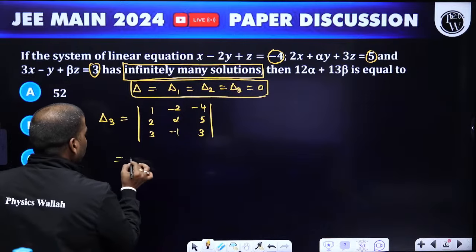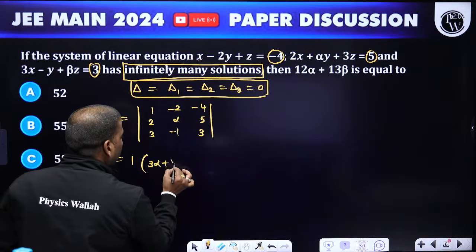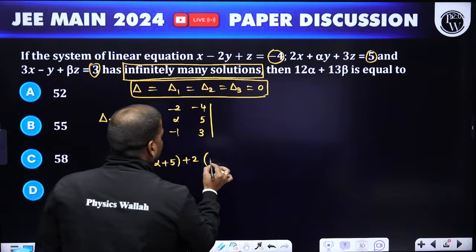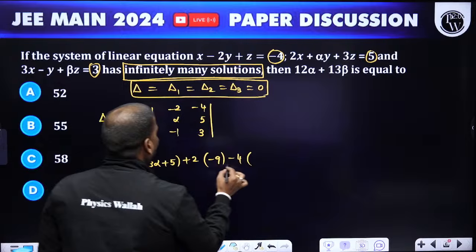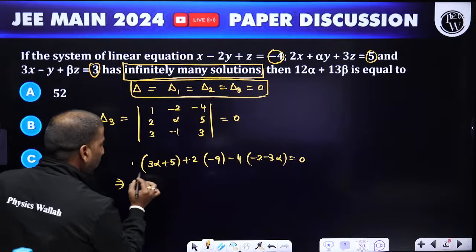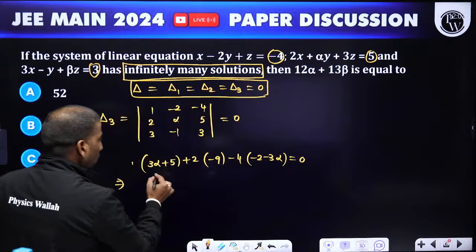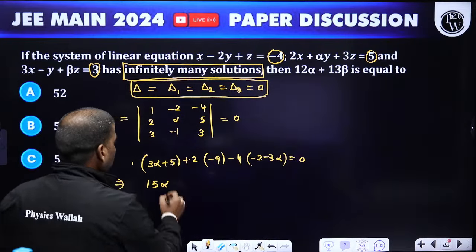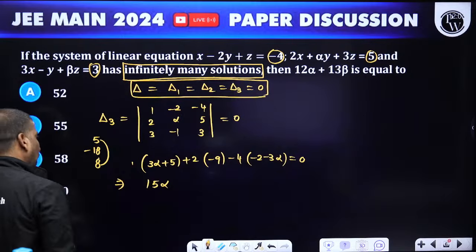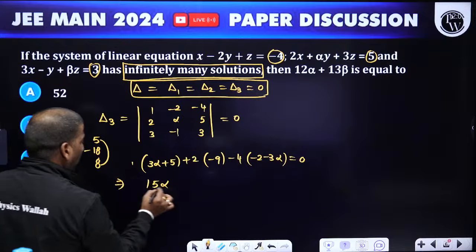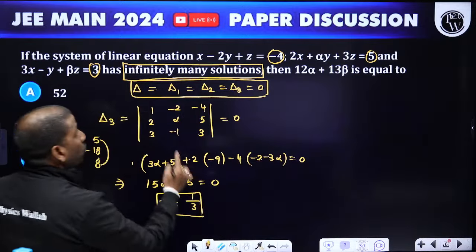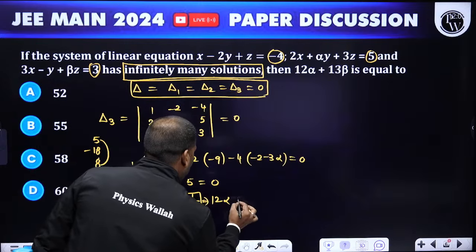So let us use it. In this case, 1 times 3 alpha plus 5, plus 2 times 6 minus 15, 9 minus 4 times minus 2 minus 3 alpha, right? So which is equal to 0. Then what do you get? 3 alpha. So here 4 3s are 12. So 12, 15 alpha. So this is 15 alpha. Next, coming to the constants, 5 minus 18 and plus 8. So 8 plus 5. What is 8 plus 5? 13. So 13 minus 5, which is equal to 0. So alpha is equal to 1 by 3. But we want 12 alpha. So what is 12 alpha? 12 alpha is equal to 4.